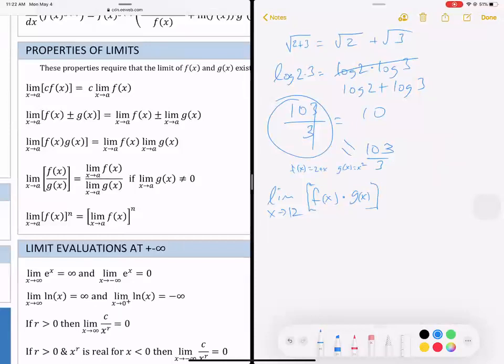Okay. So if I plug in 12 into x here, we would end up with, plugging in beforehand, 2 plus 12 times 12 squared. But if I separate it, the limit as x approaches 12 of f of x times the limit as x approaches 12 of g of x, well, if I plug in 12 here or 12 here, it's going to give us the same answer. Because I'm just multiplying, I'm plugging 12 into my variable.